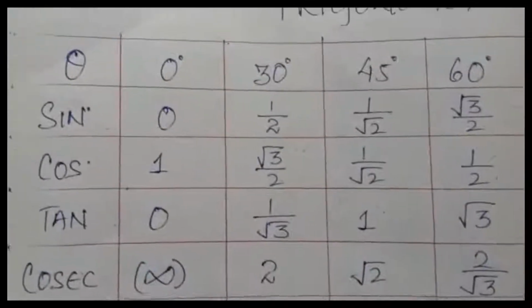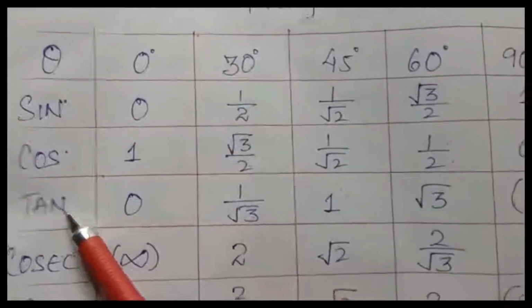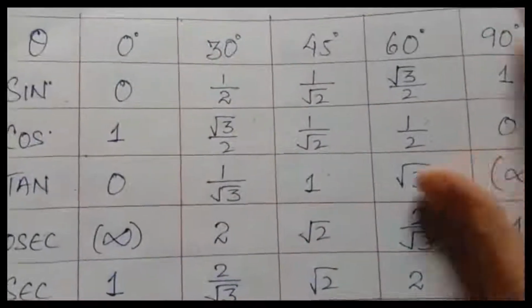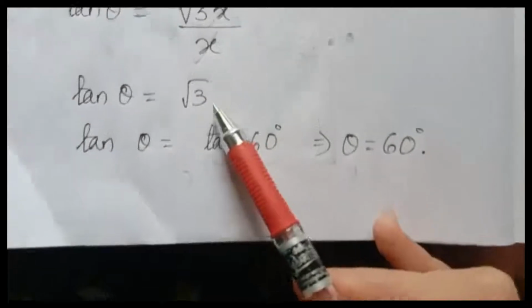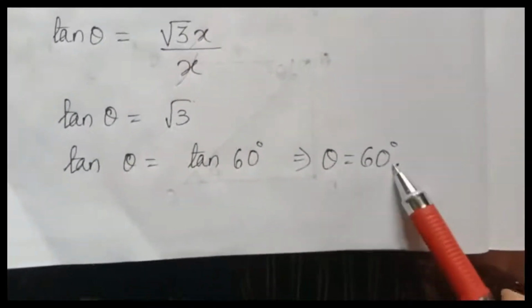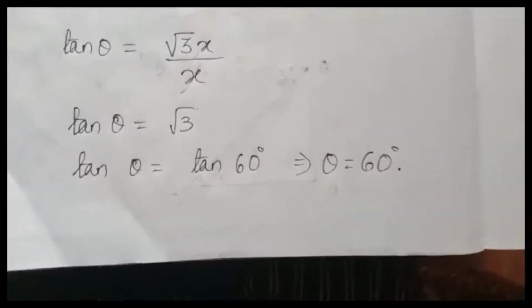So you have to use this table. Tan is root 3 when the angle is 60 degrees. So tan 60 degrees is root 3. In place of root 3, you write tan 60 degrees. So remove tan from both sides. Theta is 60 degrees. So the angle of elevation is 60 degrees.